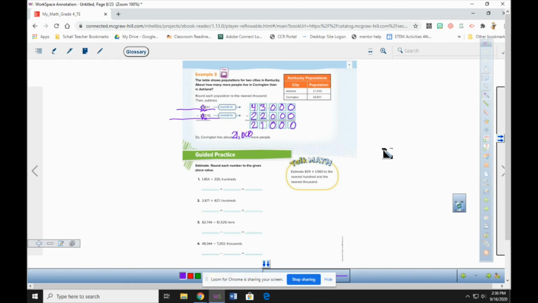Okay, we did a lot of examples with that one. There's more practice here for you if you need it. Otherwise, go on to your homework and see what you can do.